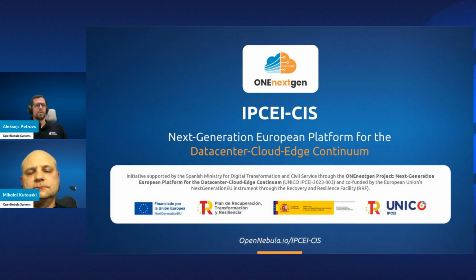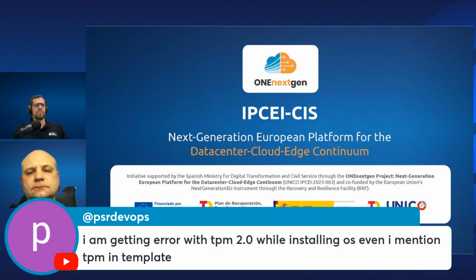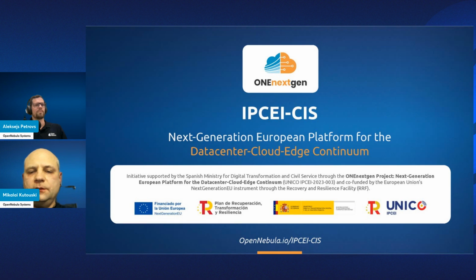Good, thank you. We also have another question: I'm getting an error with TPM 2.0 while installing an OS, even though I mentioned TPM in the template. Could you maybe elaborate a little bit in the chat? What kind of error are you receiving, so we could at least understand the problem. We need to know the particular value which is specified, like TPM-CRB or TIS. You mentioned 2.0, so it should be CRB.